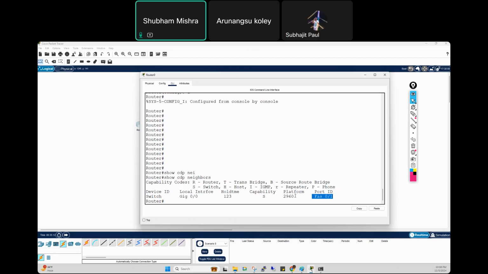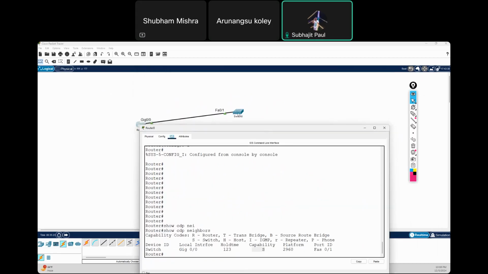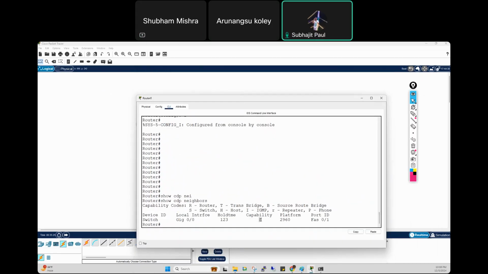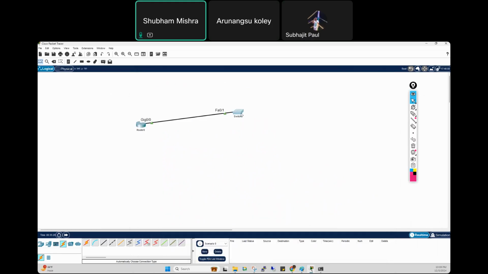That is the model. What do you mean by capability? Do you know what capability is? Capability is nothing but it is telling you the device type. For example, that is the switch, right? Yes or no? What is yours? A switch. That's the reason you see S here. It is S. For example, same thing if you write it here.